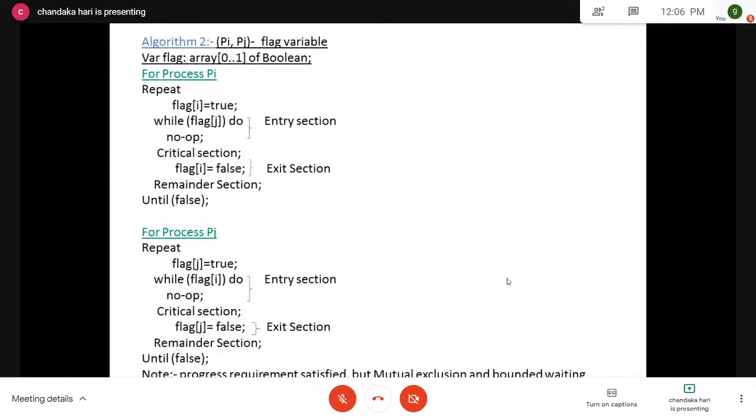So process Pi makes its flag true and waits for flag j to become false. Process Pj makes its flag true and waits for flag i to become false. So both are not allowed to continue the execution. This kind of situation is indefinite blocking.